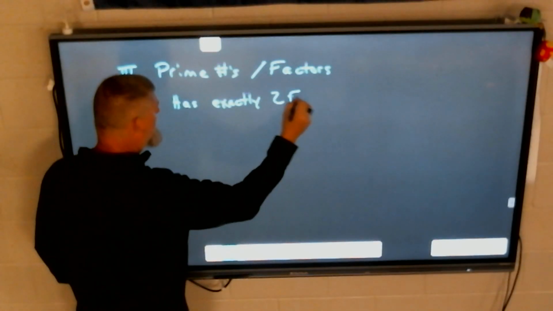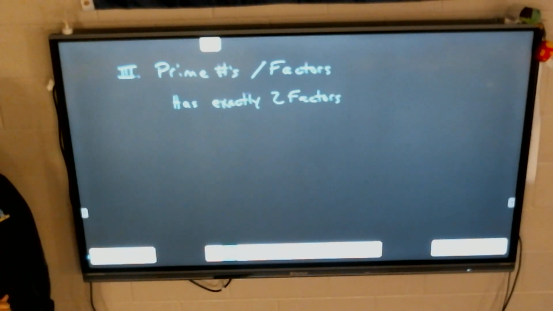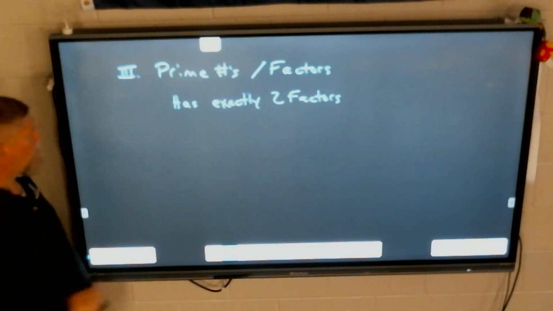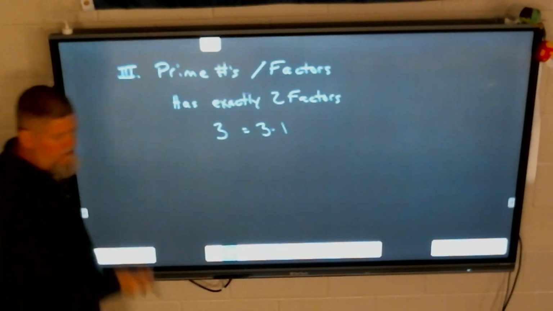Isn't it kind of the idea that it can't be divided without ending up in decimals? Kevin? Isn't a prime number just a number with only 2 factors? That's exactly what it is. Good job, Kevin. Two factors. So I kind of see what you were saying. Two things can't be multiplied to equal it other than one and itself. So like 3, the only way to multiply to equal 3 is 3 times 1. It's the only 2 factors.